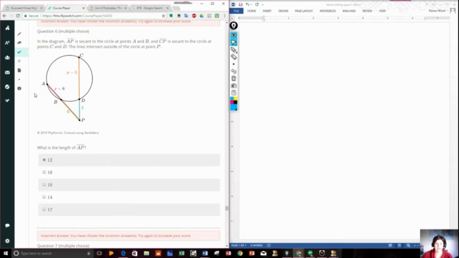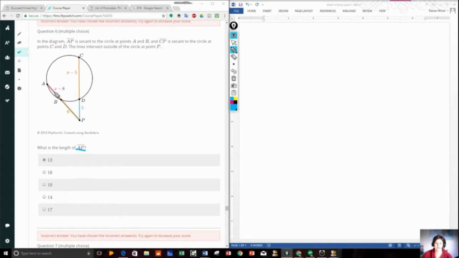So we have that in the diagram, AP is secant to the circle at points A and B, and CP is secant to the circle at points C and D. The lines intersect outside of the circle at point P. What is the length of AP?